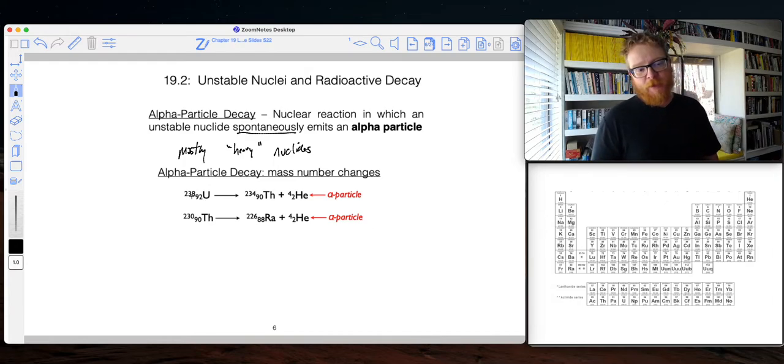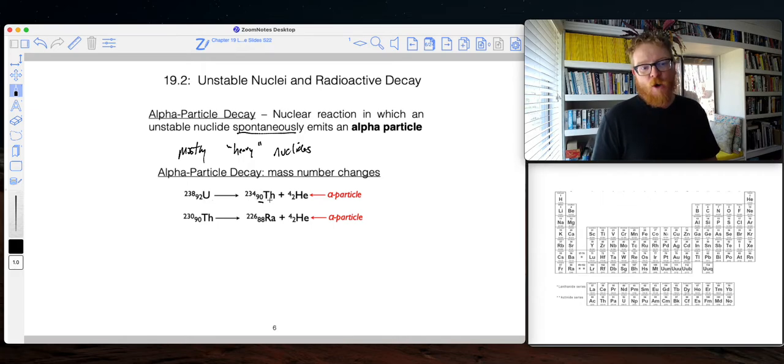So for example, if I'm starting with uranium-238, okay, then when it spits out an alpha particle, it's losing a mass number of 4. So that has to become 234, right? 238 minus 4 is 234. But also it has to lose 2 protons. So that U92 becomes 90.